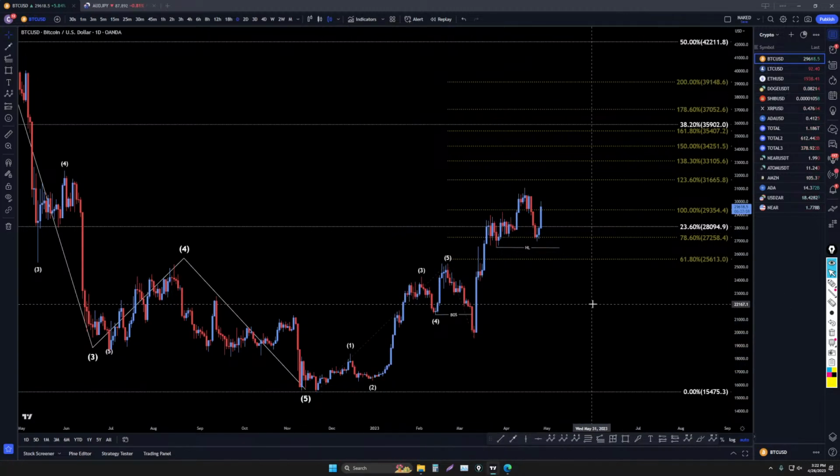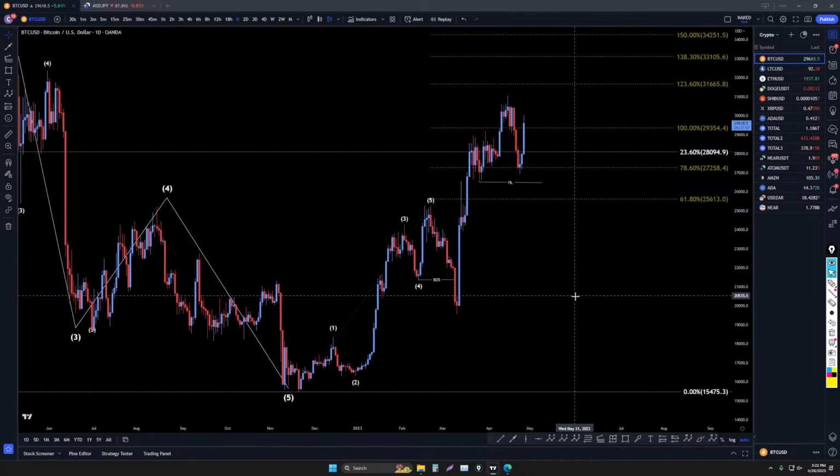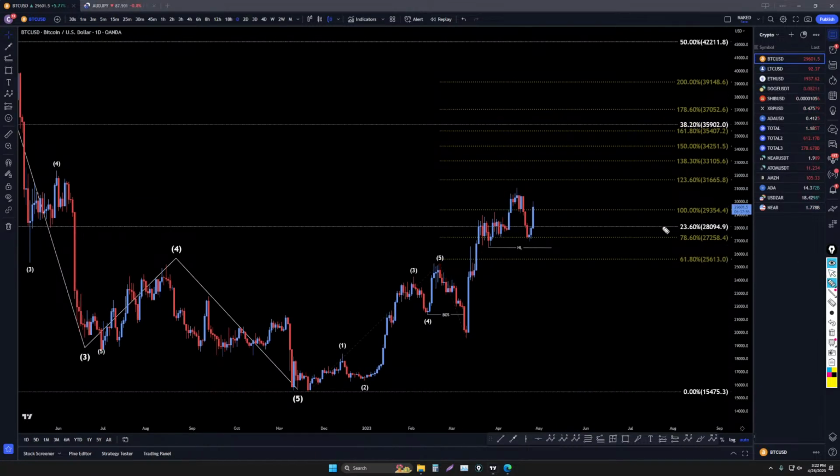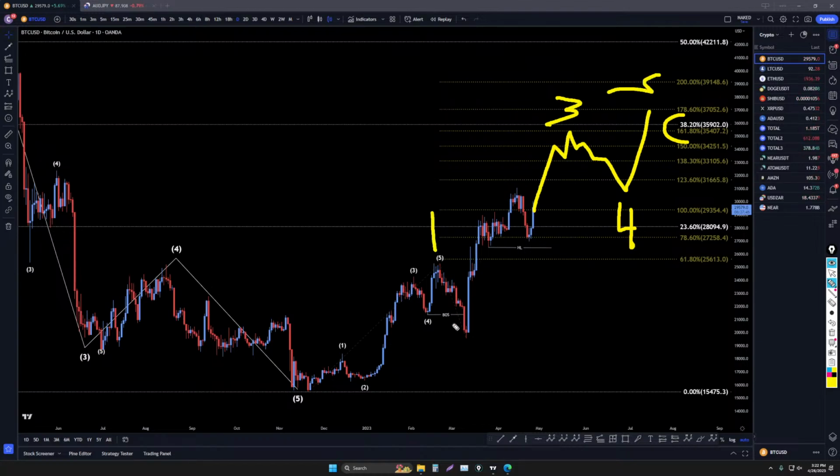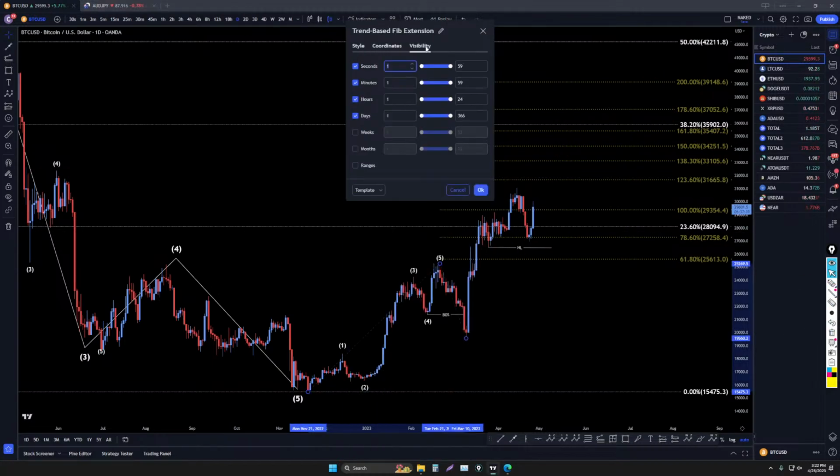So a wave 3 would probably go to around the 150, 161 area, which would line up almost perfectly with the 38%. I think that's probably a really good area, really good target for this 3, 4, 5 of A, 1, 2. So yeah, I definitely think that would make a pretty good target on that one.